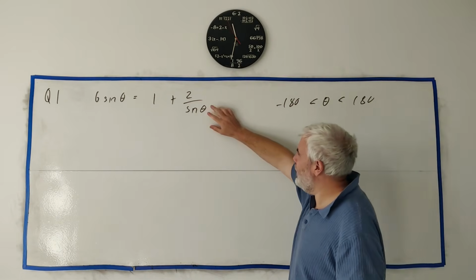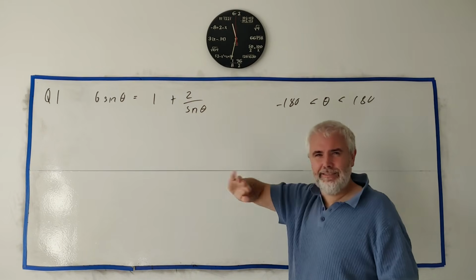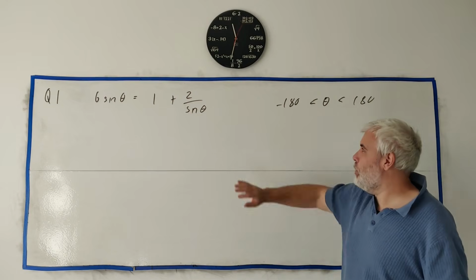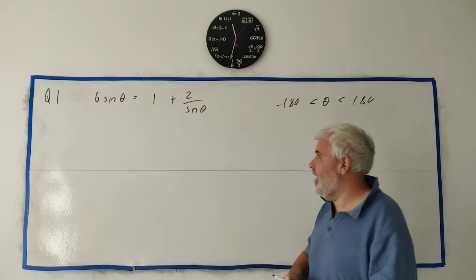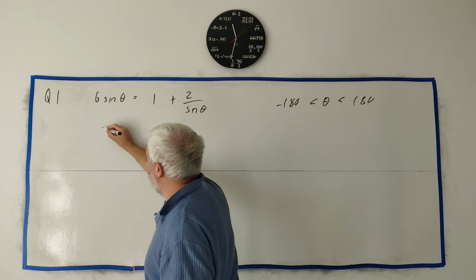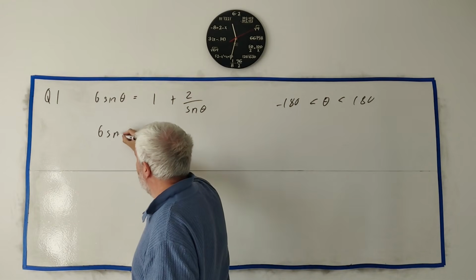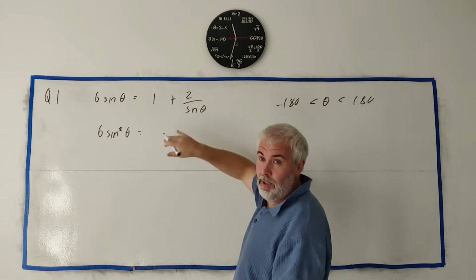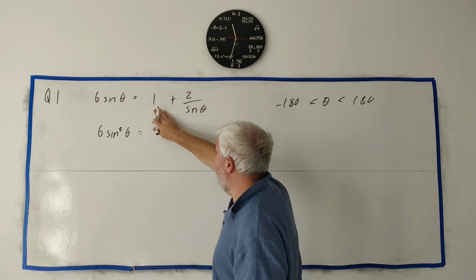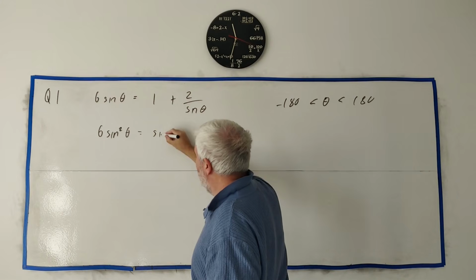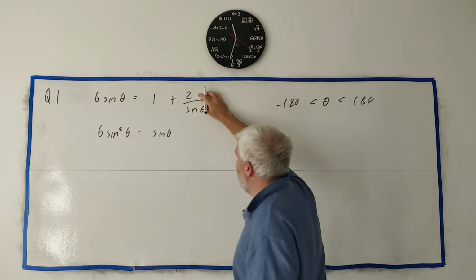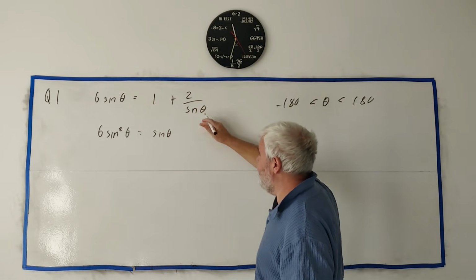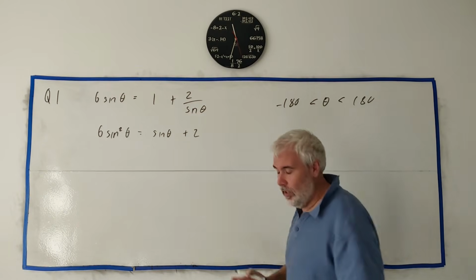We have something on the bottom row here, and nobody ever likes that, so we get rid of it. We multiply everyone by sine theta, so that'll disappear. The left side gets multiplied by sine theta, and we get 6 sine squared theta. The right side gets multiplied by sine theta. There's 2 things there, the 1 and this. 1 by sine theta is sine theta. 2 over sine theta multiplied by sine theta, they cancel. The sine theta is cancelled, and we're just left with a 2.